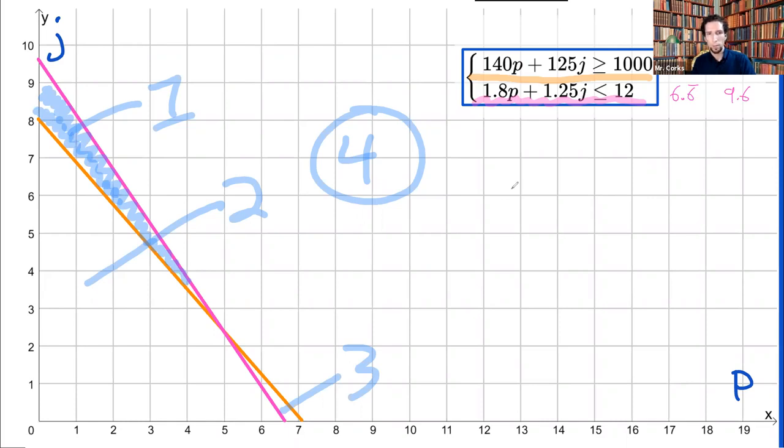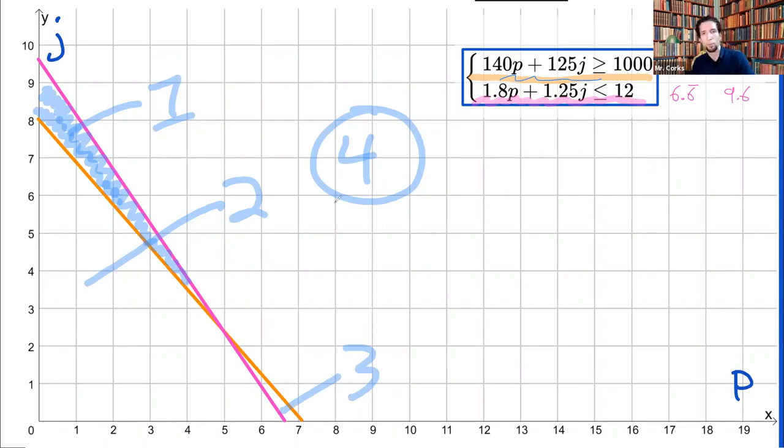If we just test the point 0, 0, so that it's not too hard to do, 140 times 0 plus 125 times 0. Basically, just put a 0 on the left and then see if it's a true statement or not. So orange one, if we use the origin 0, 0, then that would be 0 is greater than or equal to 1000. That's a false statement. So the orange one does not include the origin.